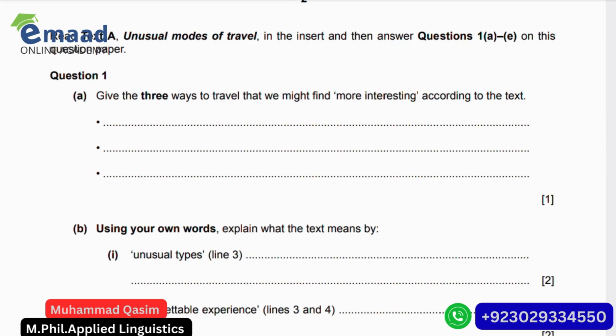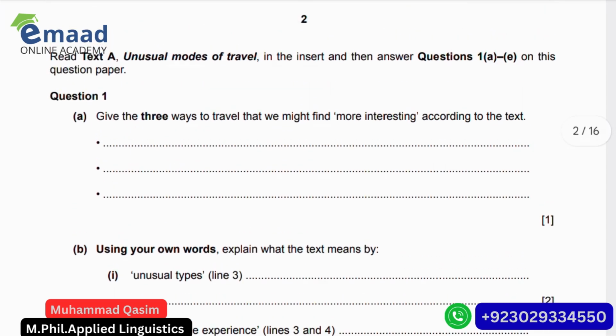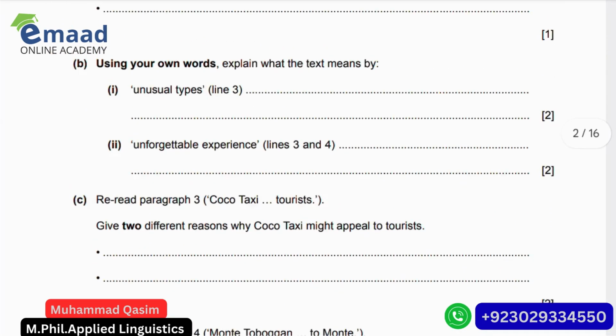So first is reading text A. Question one is based on reading text A, not all components, but only A, B, C, D, and E. These are comprehension-based questions that test how well you understood or comprehended the reading insert, the text. So like three ways to travel, these are information-based questions.